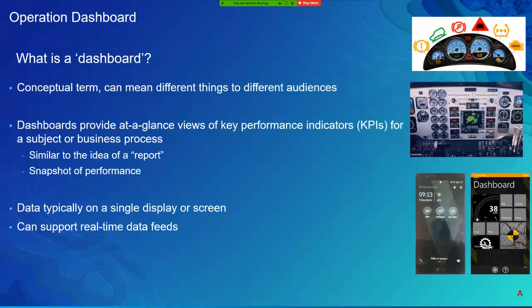So conceptual terms can mean different things to different people. Operations Dashboard provides a glance view of key performance indicators for a subject or business process, similar to the idea of having a report or a snapshot of performance. So a dashboard is basically data, typically on a single display or screen, that can support real-time feeds.